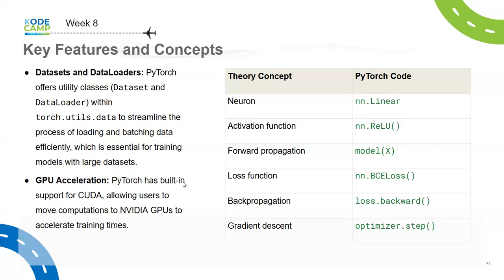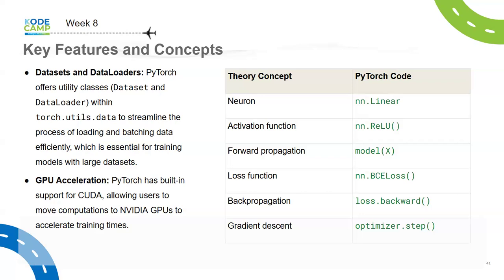Then PyTorch also has GPU acceleration. It has built-in support for GPUs using CUDA. Okay. And CUDA is a specific kind of library that was built by NVIDIA for people to easily program the GPUs that they manufacture. But it has become really popular. And what has happened is that almost every machine learning training framework has CUDA integration.